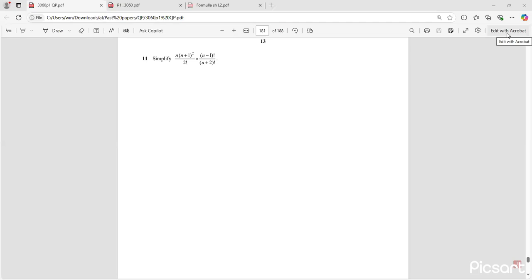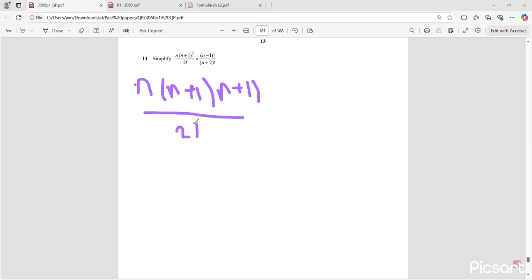Question 11, simplify. Okay, so here we're going to simplify n multiplied by (n plus 1) squared. Okay, so n multiplied by n plus 1 and n plus 1, the same, dividing by 2 factorial, which is 2 times 1. Okay, all that's also multiplied by (n minus 1) factorial.